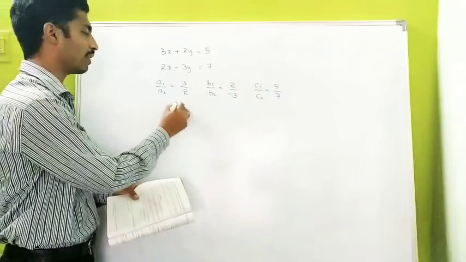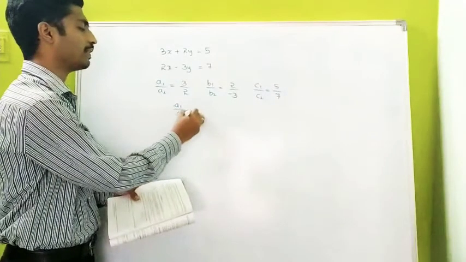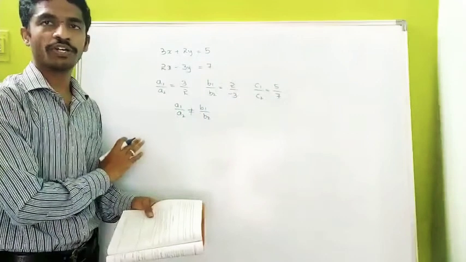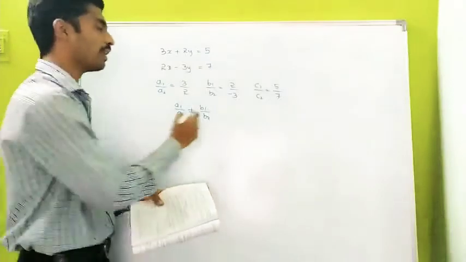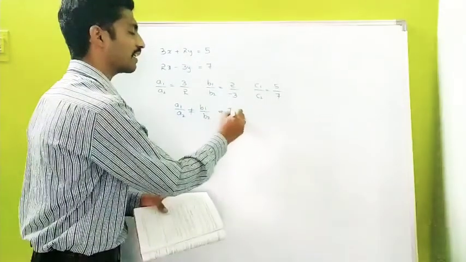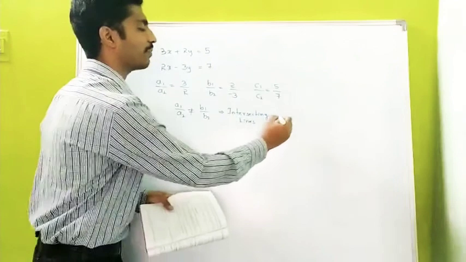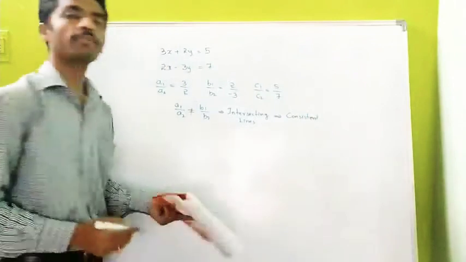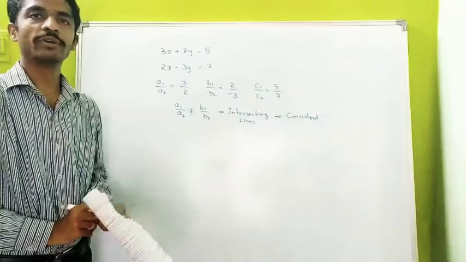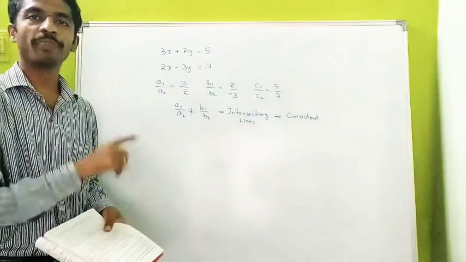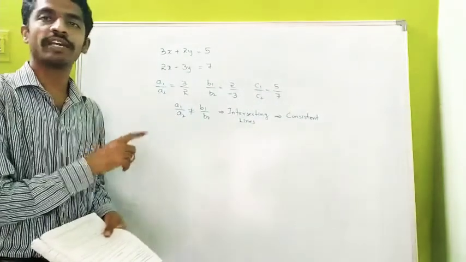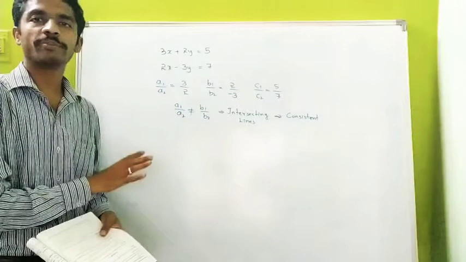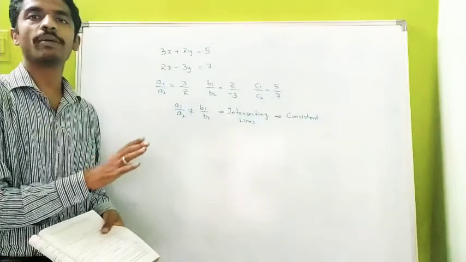Here a1 by a2 is not equal to b1 by b2. We are not getting an equal ratio, so they are not equal. When they are not equal, the lines are intersecting lines, and then we can see them as a consistent pair of linear equations. So you have to write the ratios and compare them. If they are intersecting or coincident, then they are consistent. If they are parallel, then they are an inconsistent pair of linear equations.